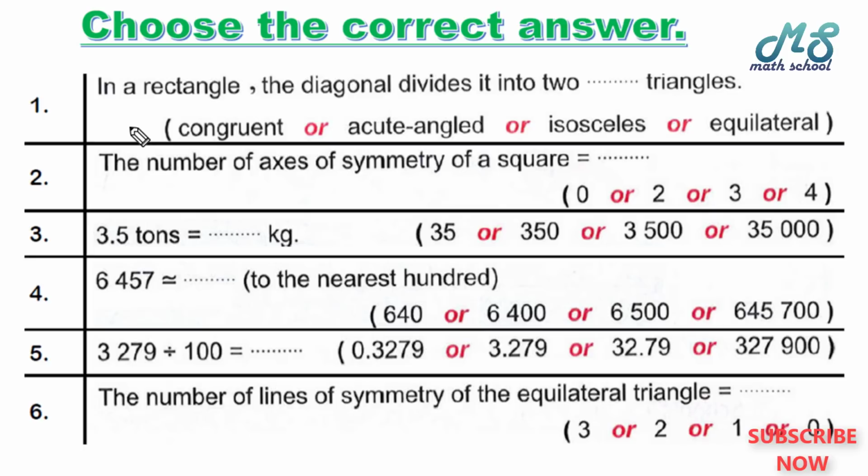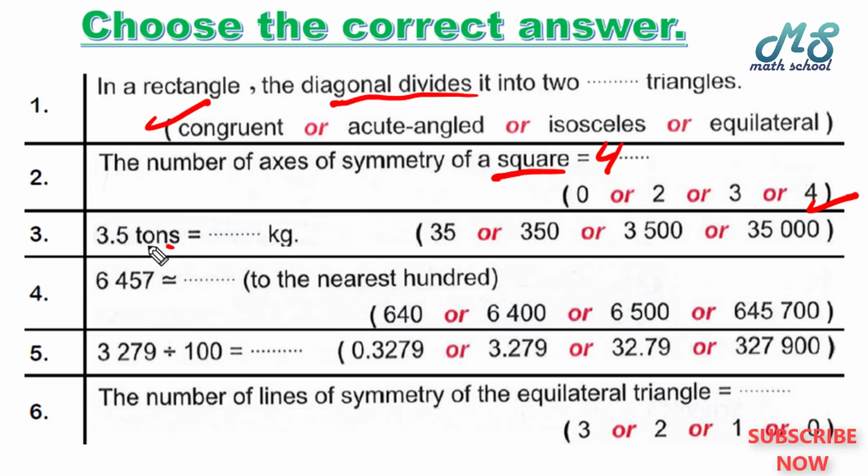Number 1 بيقول لي in a rectangle. لو أنت عندك rectangle ورسمت الdiagonal هتلاقي ان الريكتانجل اتقسم ل two triangles. relation between them ان هما congruent. Number 2 the number of axes of symmetry of the square. كلنا حافظين number of axes of symmetry لأي شكل. طب هو هنا عايز مين؟ عايز السكوير. السكوير ليه 4 axes.